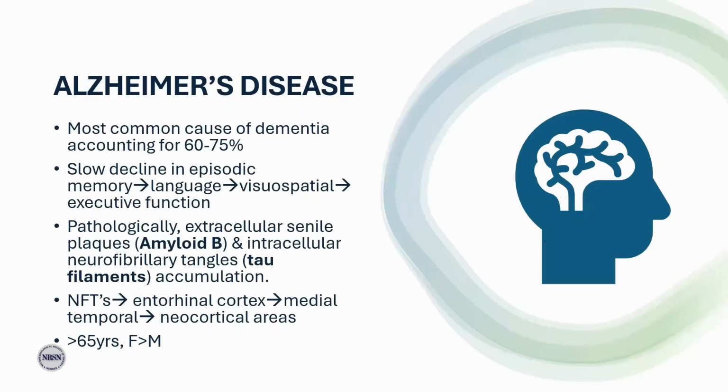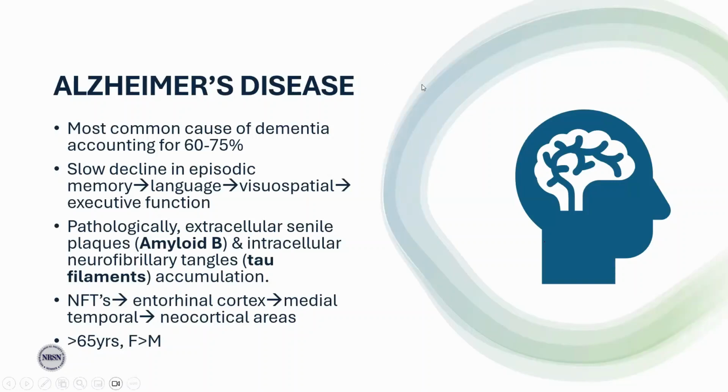Now, Alzheimer's disease is the most common cause of dementia, accounting for about 60 to 75% of dementia cases. There is a progressive decline in episodic memory, language, visuospatial, and finally executive function. And as we said, that dementia should be severe enough to interfere with the patient's independent daily living.